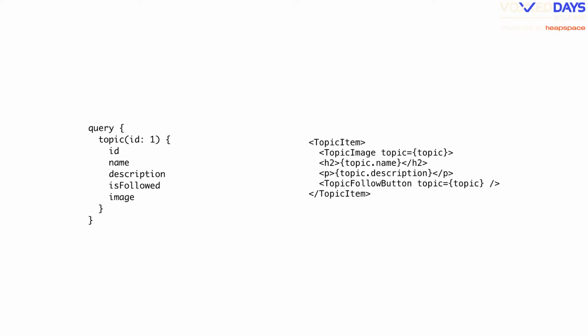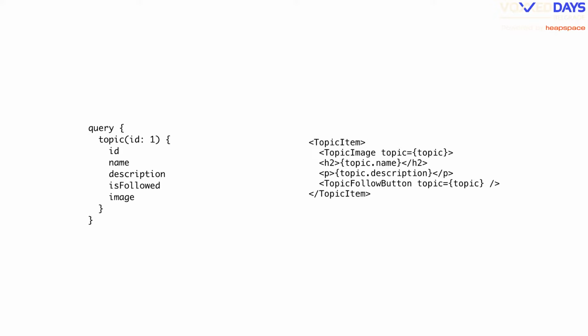And this is simple enough, but looking at this code and what data it has, I'm wondering, what kind of data does the topic image component need for itself? Does it need the image, or the name for the alt text? Does it need the ID for something? In the topic follow button, is followed is obviously needed, but do we need an image or a description or a name? Looking at this code and the data we need, we actually don't know what kind of data is needed where. So in GraphQL you have this concept of fragments, which is one of the most innovative features there.